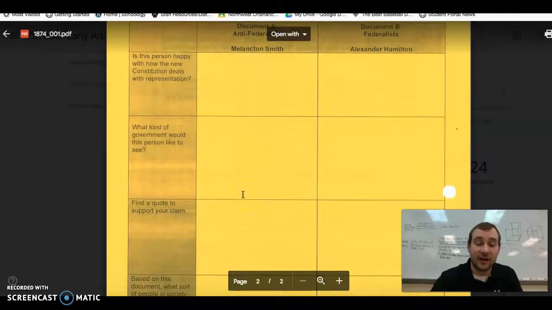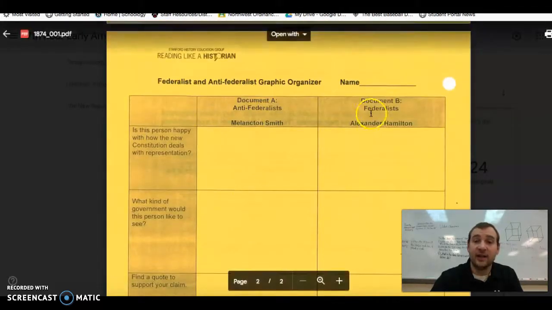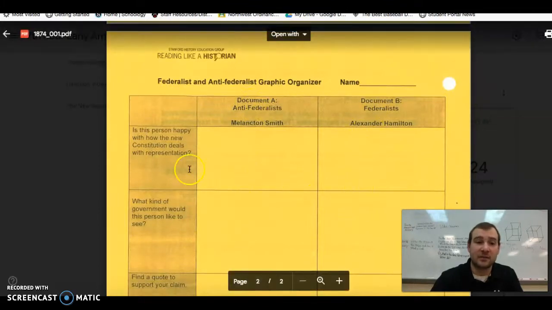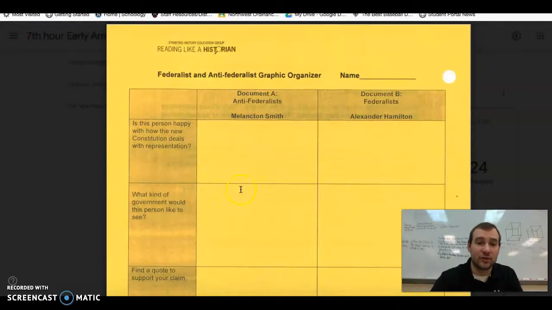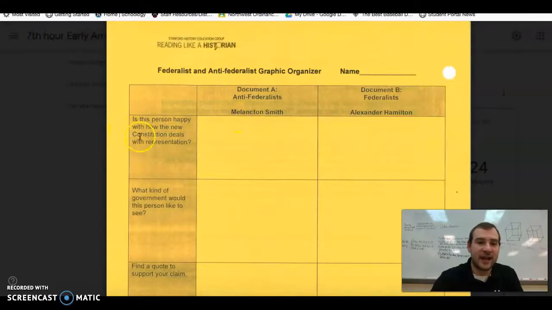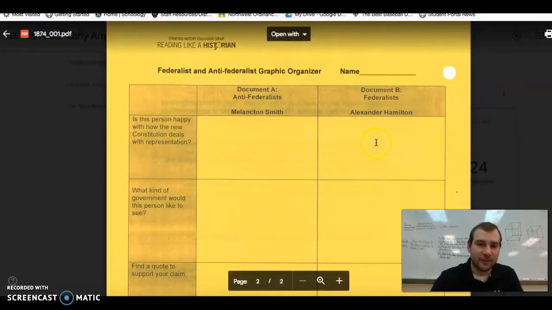For this, you can lay out your Google Doc a certain way, or you can just answer these questions for document A first, and then document B. Kind of your call how you want to set up your Google Doc. The first question is about Mr. Smith here, and it asks, is this person happy with how the new Constitution deals with representation? Yes or no. So this one's pretty simple. This is just a yes or no question.